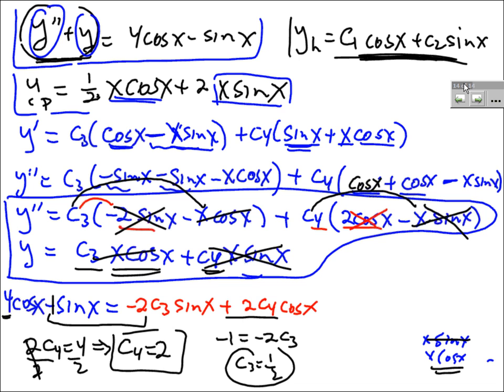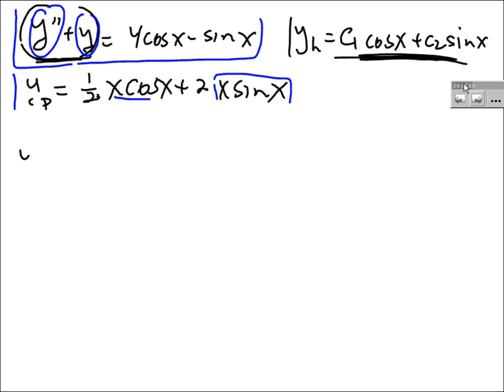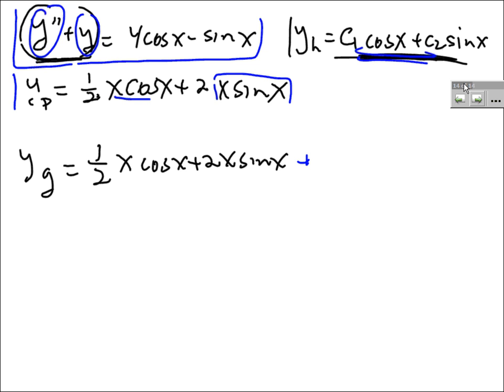And there is your particular solution. And that's when you say, boy, I'm done now. All I have to do is add. Y general is y particular, which is this, plus the homogeneous, c1 cosine x plus c2 sine x. And that gives you the complete solution to that problem.